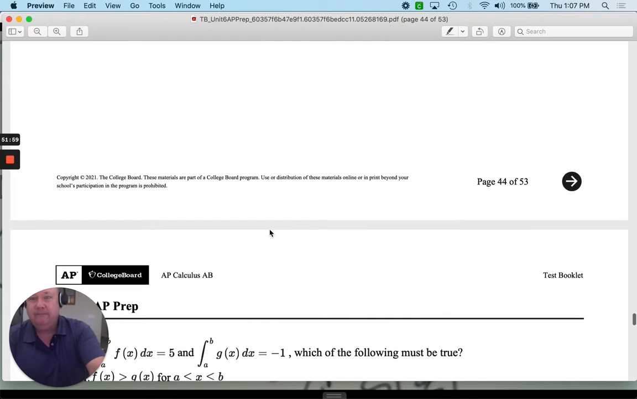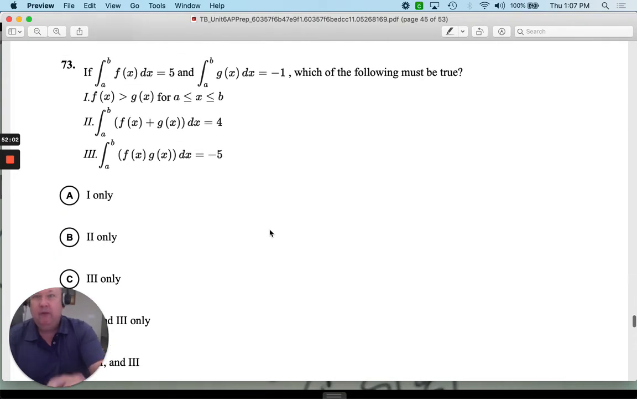73. So read number 73 and think about it first and then press play. So you're integrating from a to b, both f of x and g of x. The integral of f of x is 5, and the integral of g of x is -1. Which of the following must be true? So if the integral of f of x is a bigger number than for g of x, that means there's more area above than the other one when you combine it together.